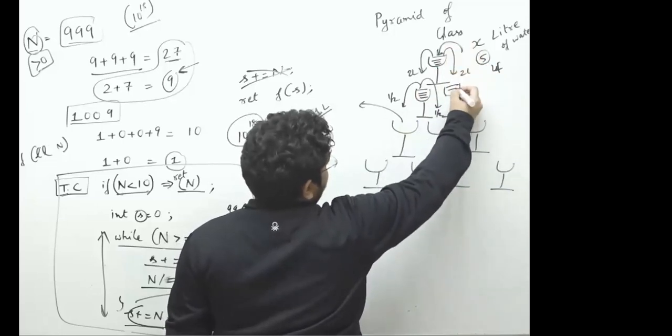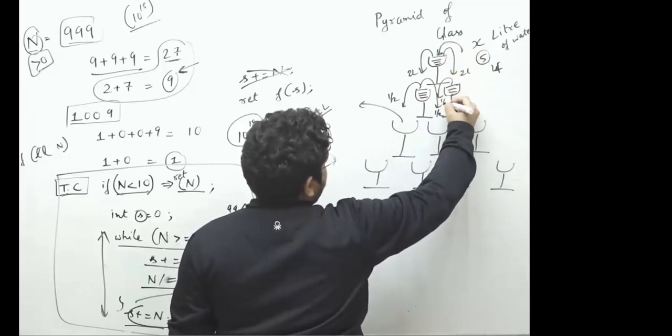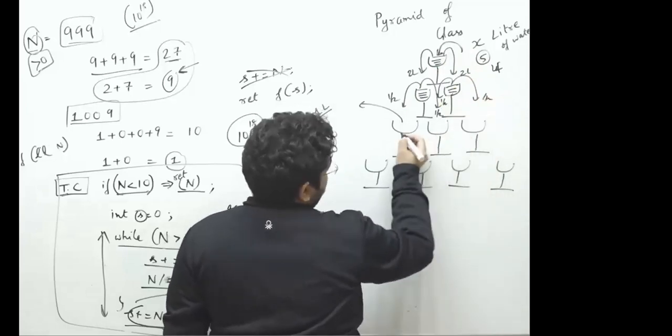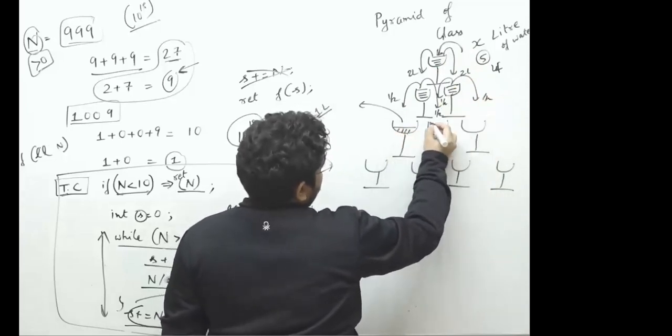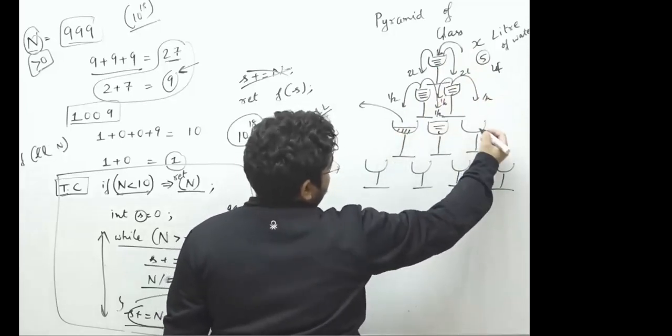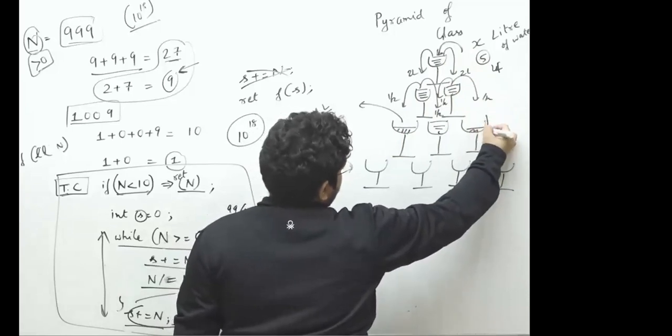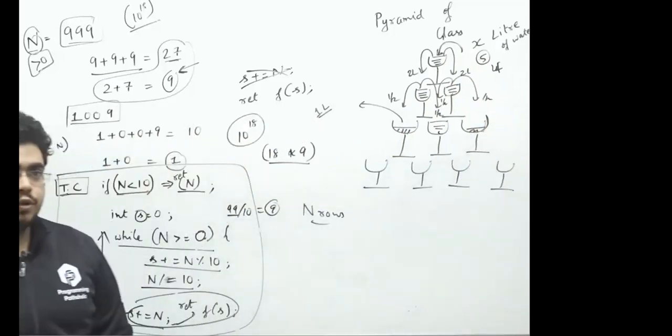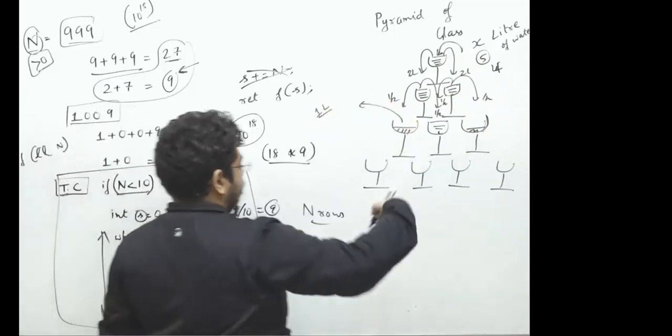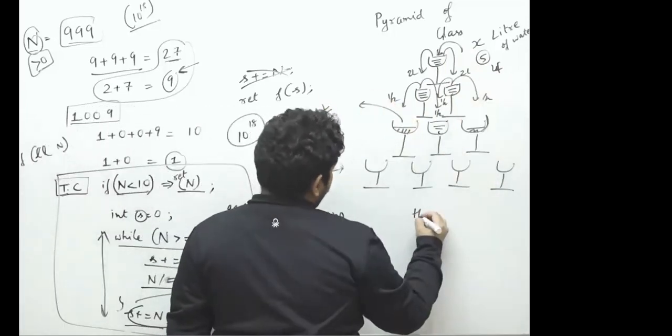Similarly here, 1 liter fills. Half goes here. Half goes here. So this will be half. This will be full because half plus half is 1. And this will be half. So you have to tell at the end of this setup how many glasses are full.